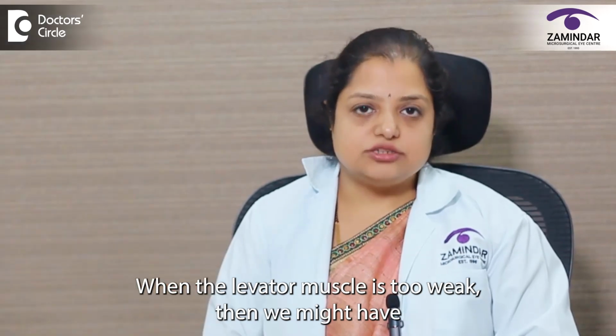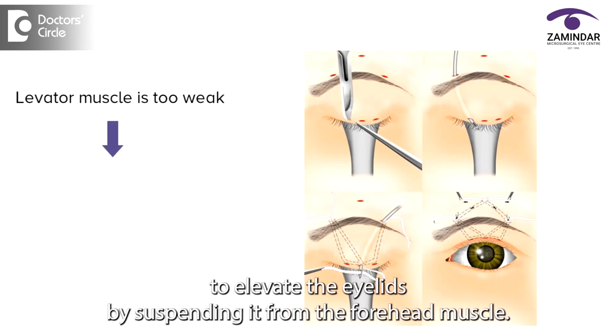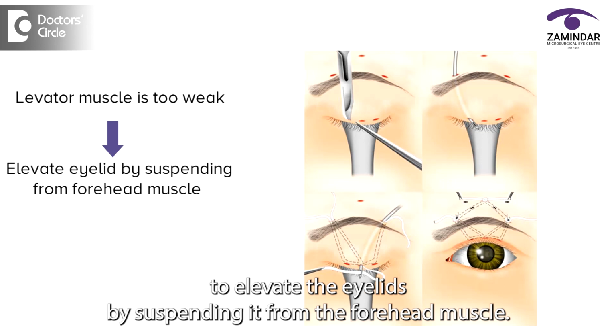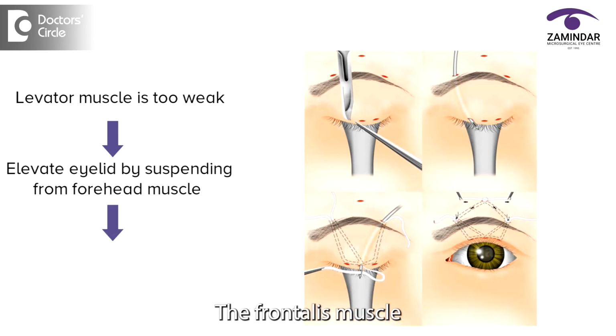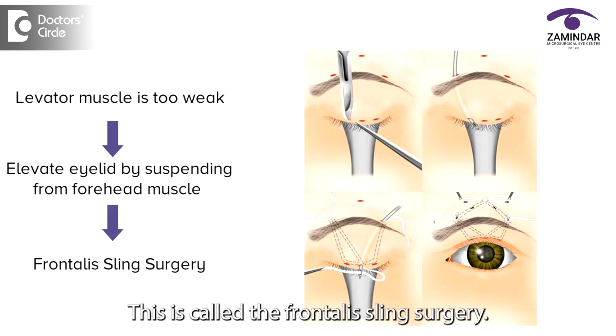When the levator muscle is too weak, then we might have to elevate the eyelids by suspending it from the forehead muscle, the frontalis muscle. This is called the frontalis sling surgery.